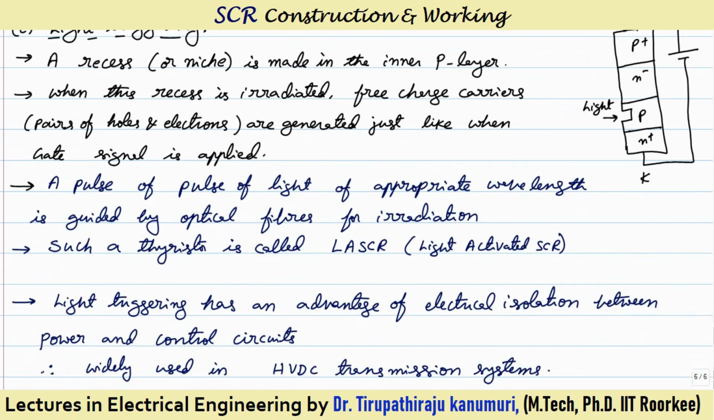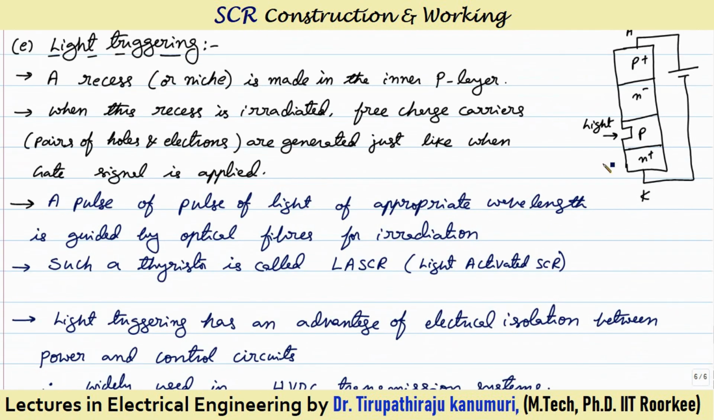The next type of technique that is possible is light triggering. In this case, a recess or a small niche is made in the inner P region, where we can apply the light. When this recess is irradiated, free charge carriers, that means pairs of both holes and electrons, are generated, just like when the gate signal is applied. A pulse of light of appropriate wavelength is guided by optical fibers for irradiation purpose. The thyristor employing this technique is called a LASCR, that is a light activated SCR. Instead of applying the gate pulse, we are applying the light pulse.